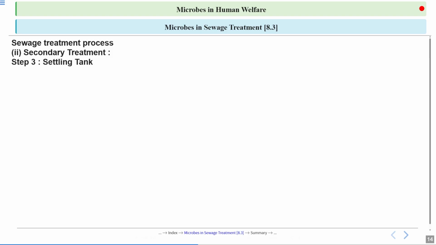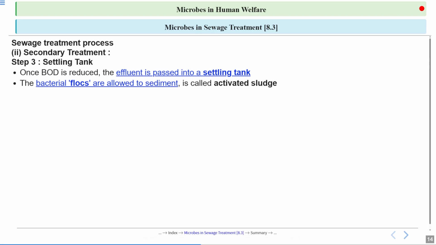Now next, step 3 is the settling tank. After the biological treatment, the wastewater effluent has less organic matter now, because the organic matter has been decomposed by the aerobic bacteria. Now it is moved to the settling tank for the next step of separation. So once BOD is reduced, the effluent is passed into the settling tank.